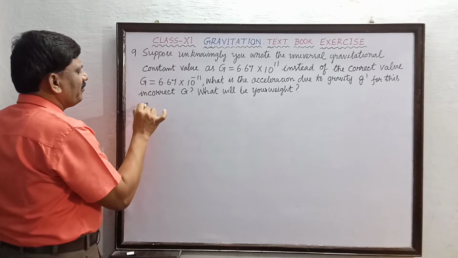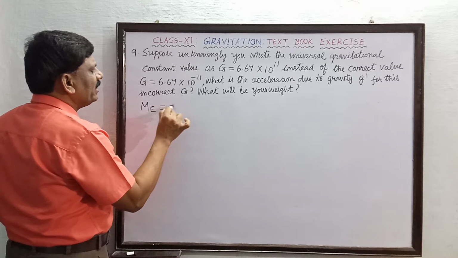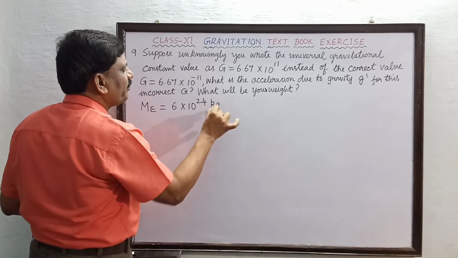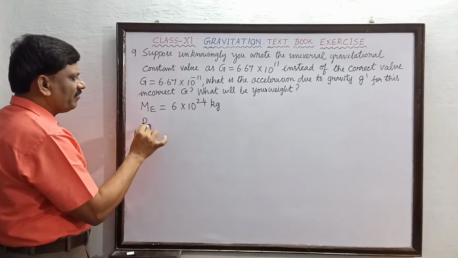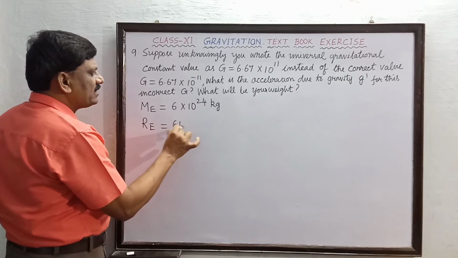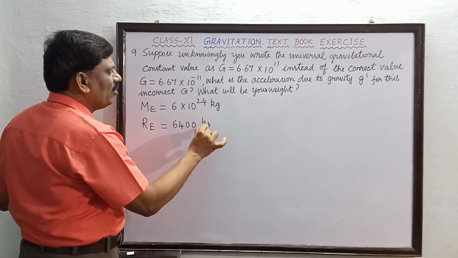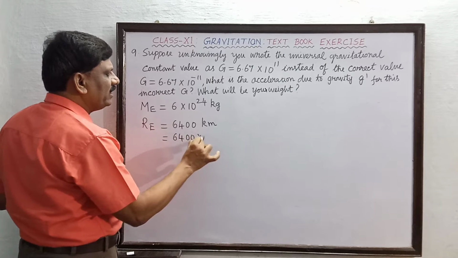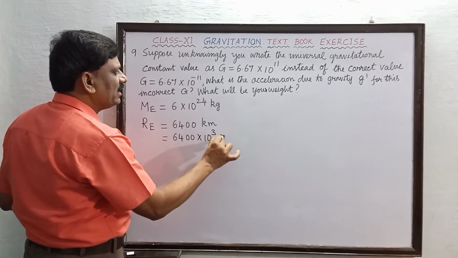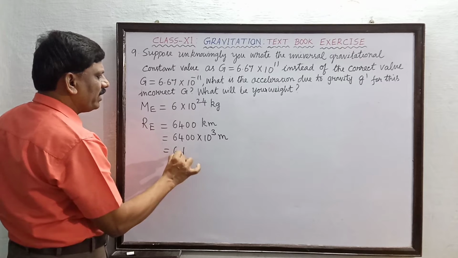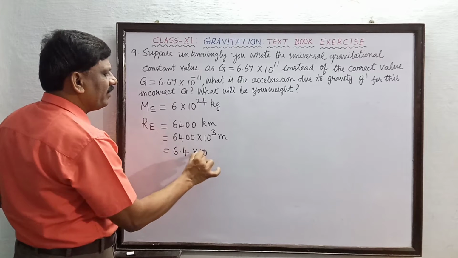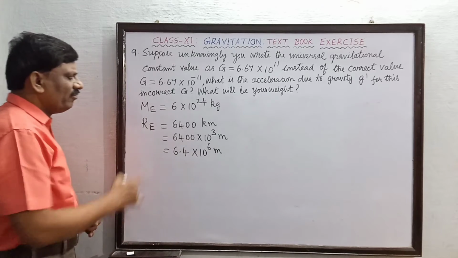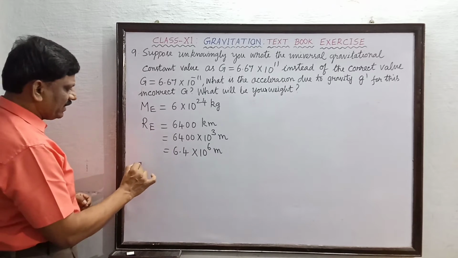So mass of the earth ME is equal to 6 into 10 to the power of 24 kilogram, and the radius of the earth is equal to 6400 kilometer. So this can be written as 6400 into 10 power 3 meter, or this is 6.4 into 10 power 6 meter.